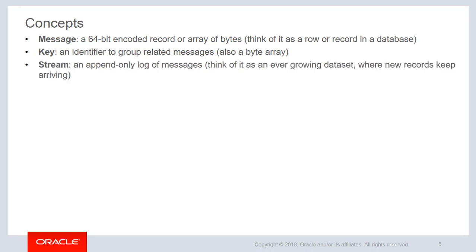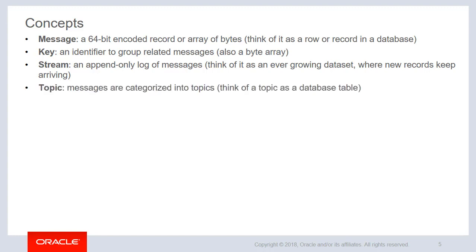There is stream, which is an append only log of messages. So think of stream as an ever growing data set, can have very high throughput, lots of messages when new records keep arriving at sometimes very fast pace. A topic: messages are categorized into topics. So think of topic as a database table.